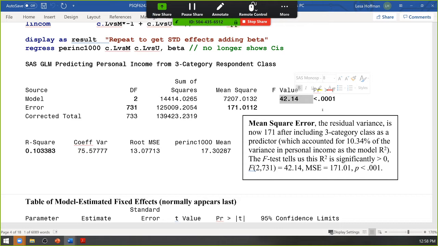Does that help? Okay. Other questions or things you want to hear again? Okay. So what this table tells us then, oh, go ahead, sorry.